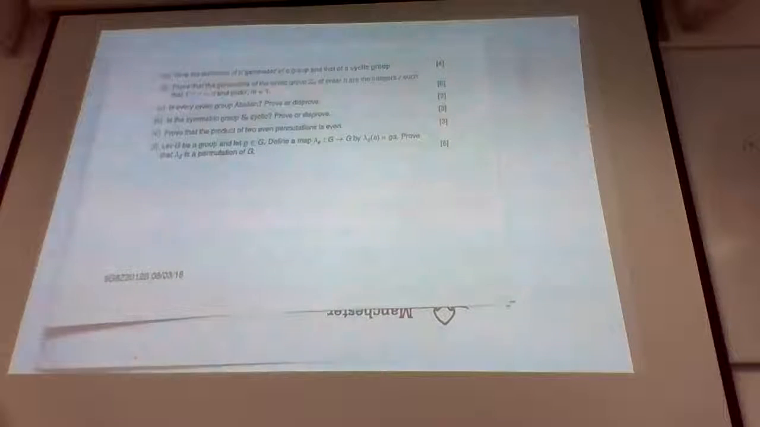I don't like part E. Is it cyclic? That's my conclusion of this. No, S3. What's an even permutation? Definition of an even permutation: when you express it as a product of transpositions, there's an even number of transpositions to make it.